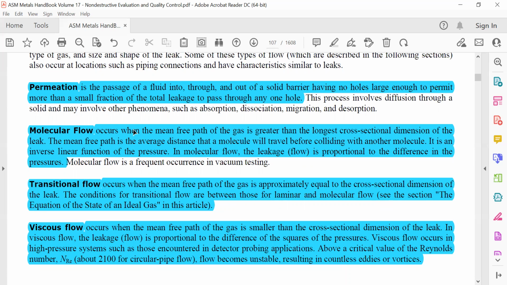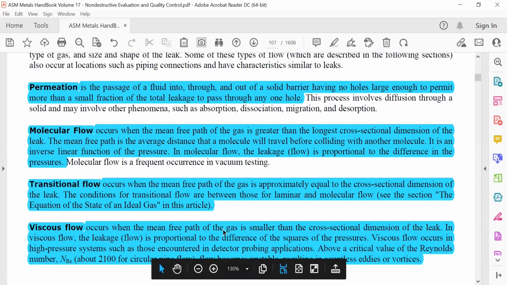Molecular flow occurs when the mean free path of the gas is greater than the longest cross-sectional dimension of the leak. The mean free path is the average distance that a molecule will travel before colliding with another molecule. Transition flow occurs when the mean free path of the gas is approximately equal to the dimension of the leak. Viscous flow occurs when the mean free path of the gas is smaller than the cross-sectional dimension of the leak.